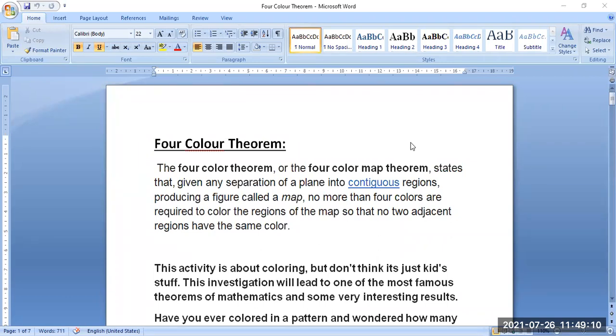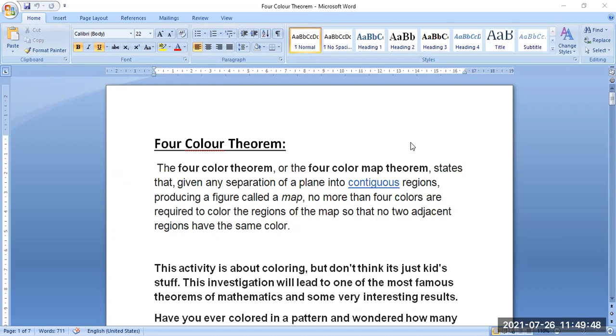It is a very important theorem for graph theory as well as for our computer science department. The four color theorem, or the four color map theorem, states that given any separation of a plane into contiguous regions, producing a figure called a map, no more than four colors are required to color the regions of the map so that no two adjacent regions have the same color.